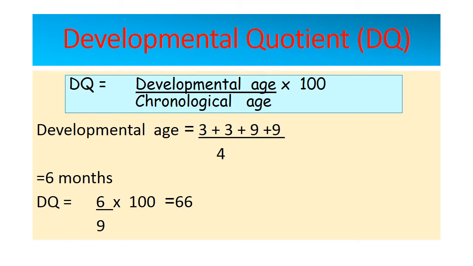So on assessing his developmental quotient, the developmental age of this infant is 6 months of age, and dividing his developmental age by chronological age, the DQ will be 66.